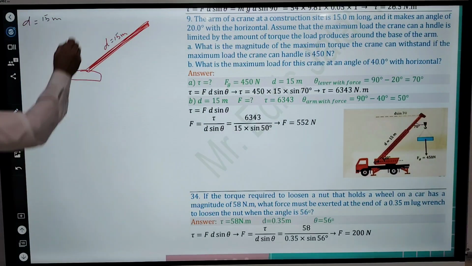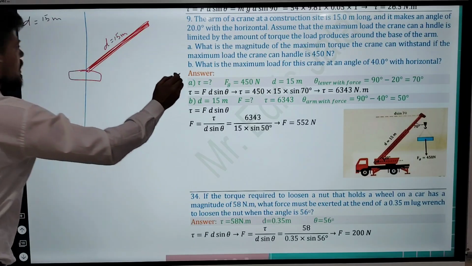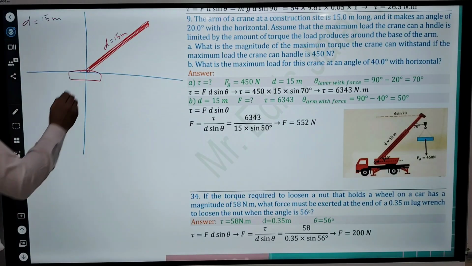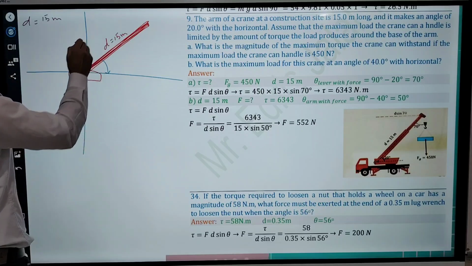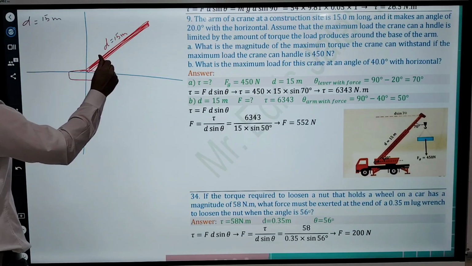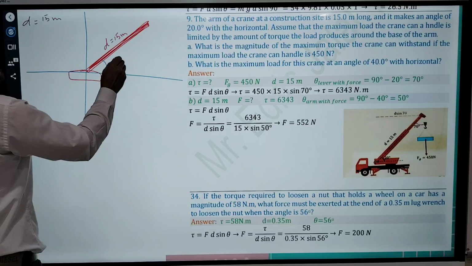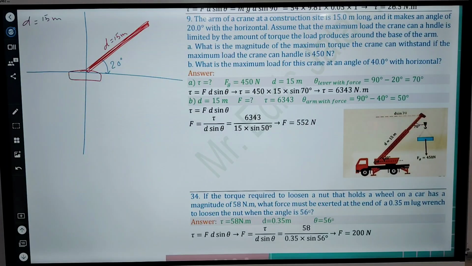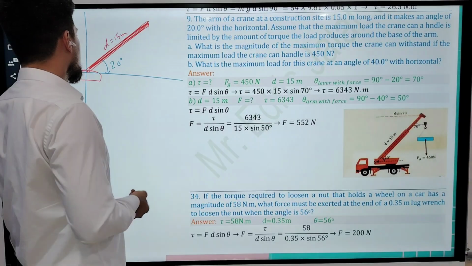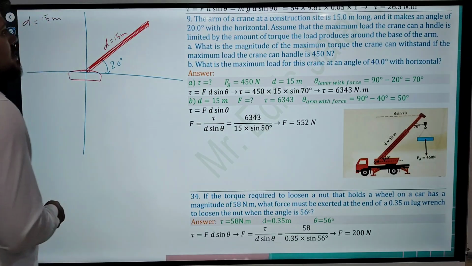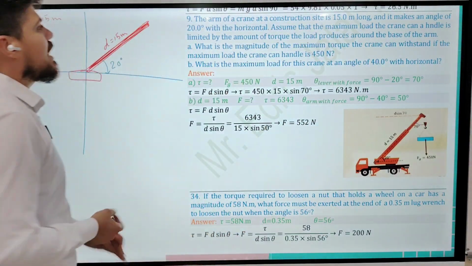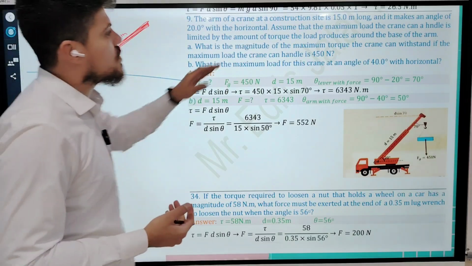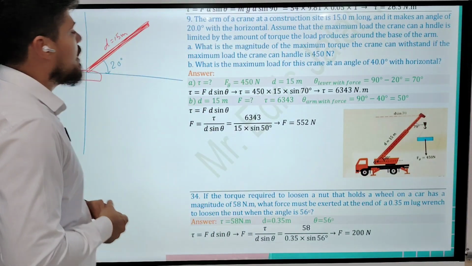Where is horizontal? This is the vertical axis and this is the horizontal axis. The arm of the crane makes an angle with what? With horizontal or vertical? With the horizontal x-axis, which is equal to 20 degrees. The angle is given between the arm and the horizontal x-axis direction. Assume that the maximum load the crane can handle is limited by the amount of the force the load produces around the base of the arm.